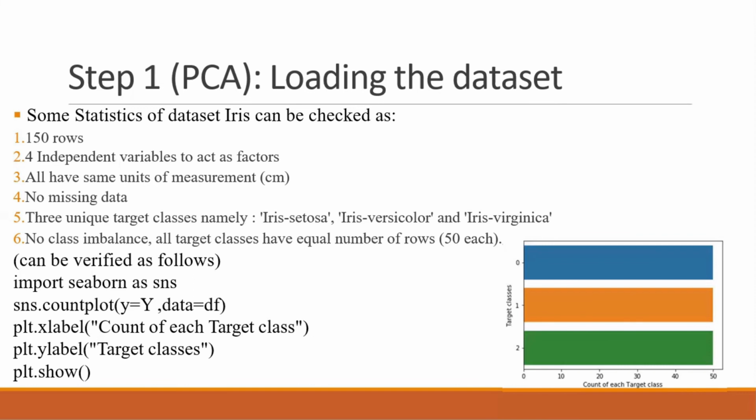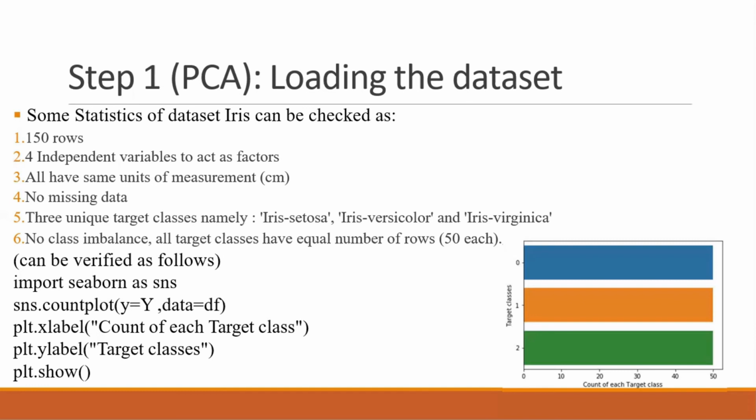After that, you have to see that all the units are the same. Obviously, this is one of the very basic things to check: you have to at least bring them onto the same scale, so that you can train them in a good way. There should be no missing data, and you have to deal with it if there is any. Then the fifth point is that there are three unique classes: Setosa, Versicolor, and Virginica.